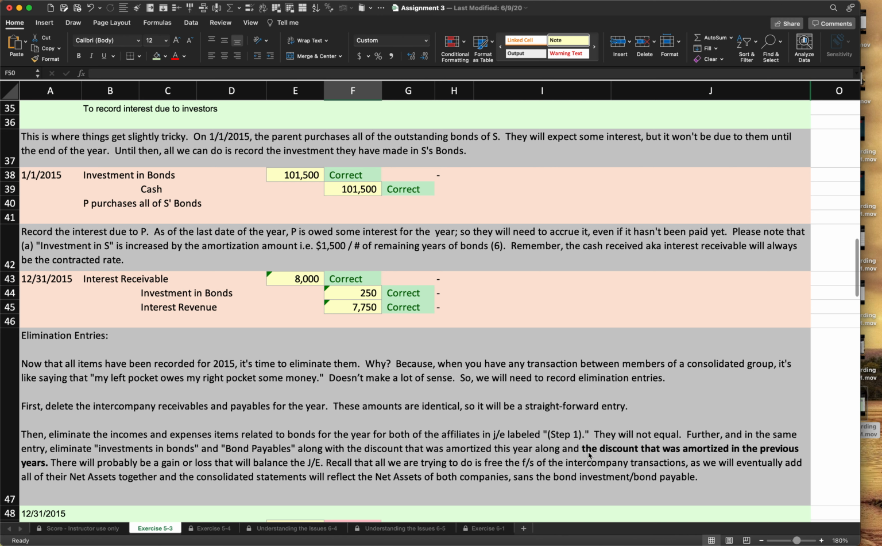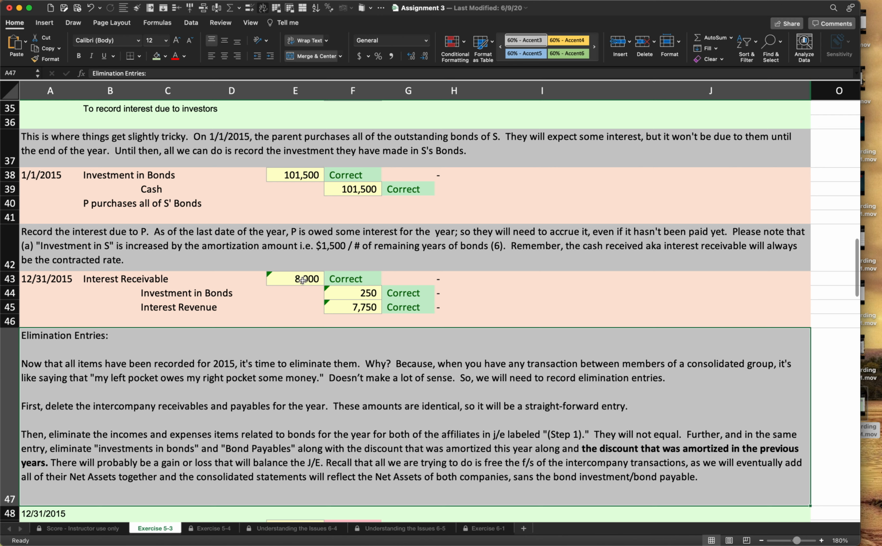So this violates that. So we need to ensure that we free our consolidated financial statements of all of these intercompany transactions, which began on Jan 1, 2015, the moment the parent purchased the subsidiary's bonds. How do we do this? Right off the bat, delete the intercompany receivables and payables for the year. Note that those are the $8,000 amounts. Then we need to eliminate the income and expense items related to the bonds for the year. And we need to eliminate the investment in bonds along with the bond payable for the subsidiary.